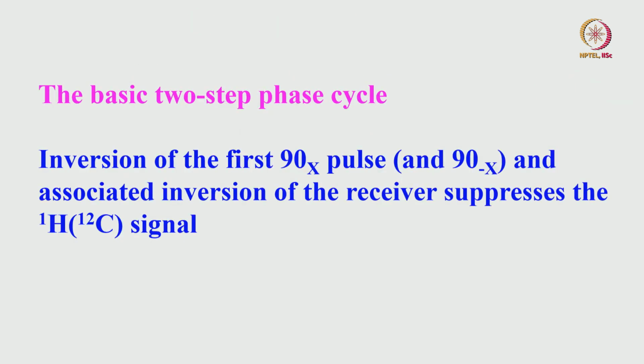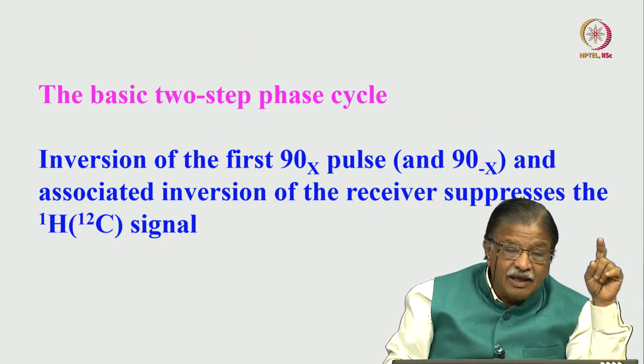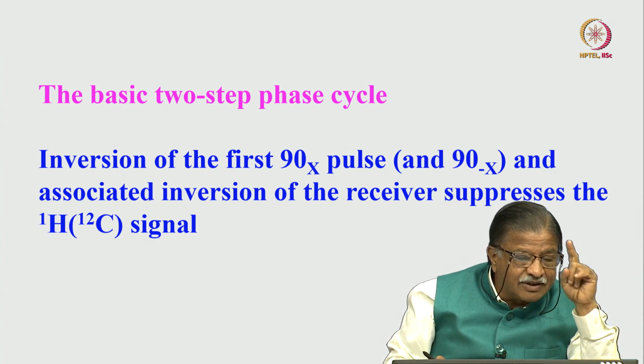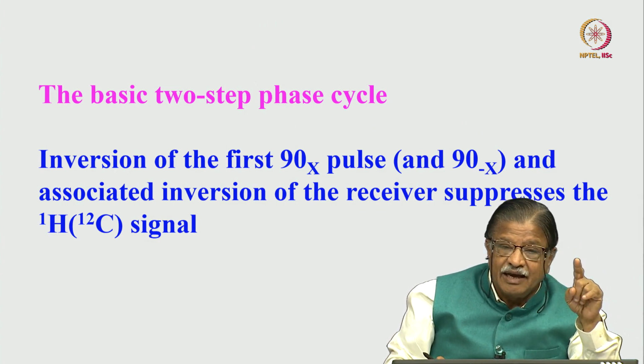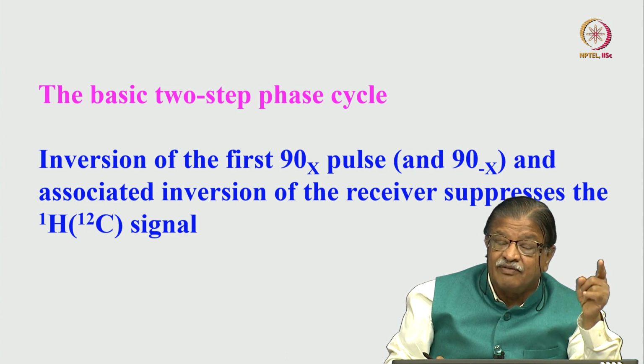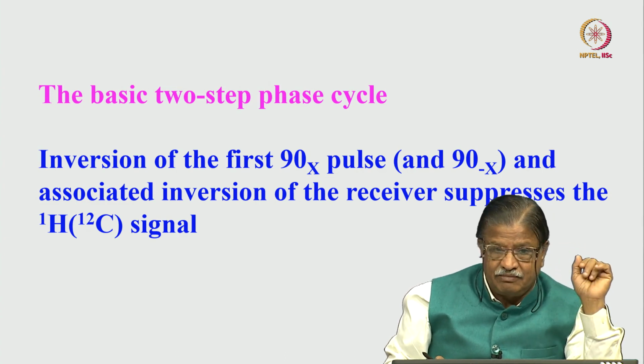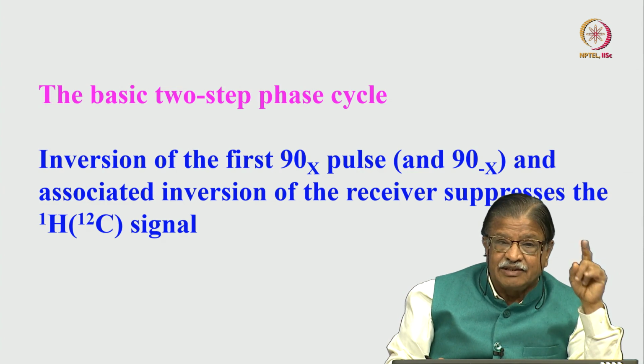This has been discussed in the previous class. Basic, we use a 2 pulse sequence. Why? I told you we have to suppress the carbon peak, the proton peak coming because of attachment to carbon 12. That is an important thing. We have to suppress that.